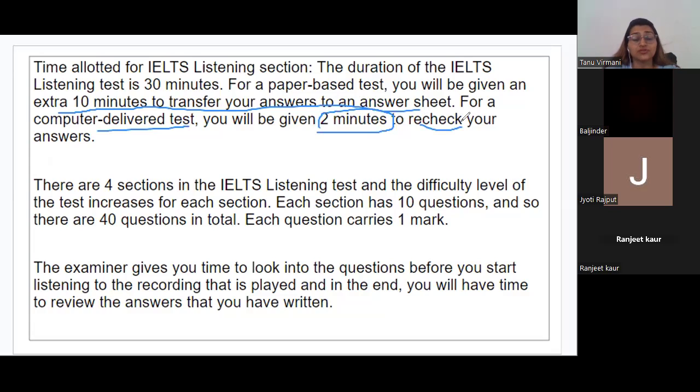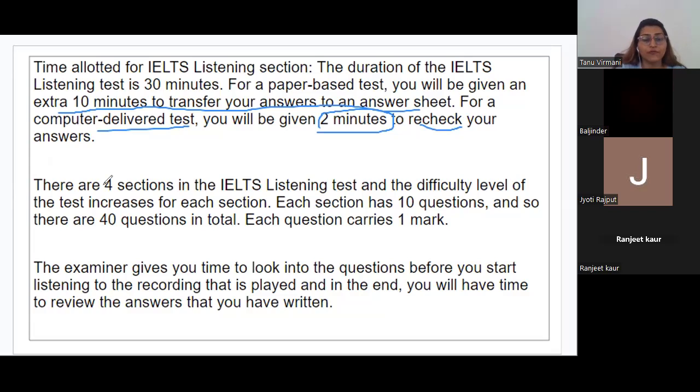Whenever you're practicing for your listening test, just imagine that in those 30 minutes you will have your recordings and you will write your answers in the question paper, but then again you have 10 minutes to transfer them to the answer sheet. Okay, Christopher, you are preparing for computer-based. So please keep in mind that you have only 2 minutes to recheck your answers. In that 30 minutes, you have to type all your answers on the screen itself.